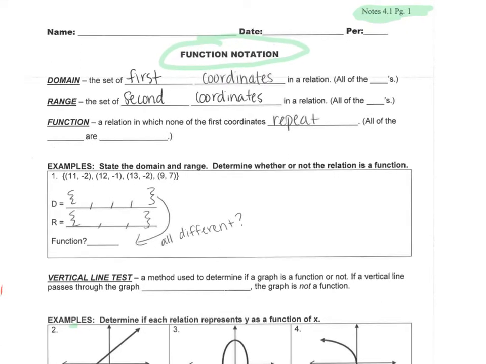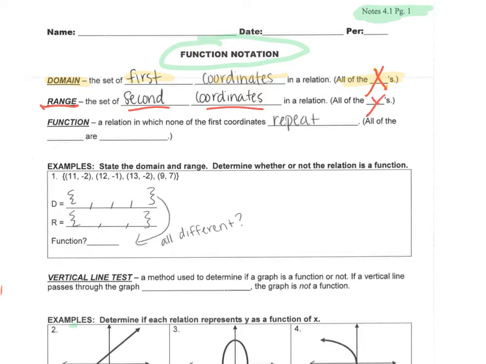So you're going to hear us talk a lot about domain and range. I want you to know that domain is the set of first coordinates in a relation, and it's all of the x values. You want to fill that in. And range is the set of all the second coordinates, and it's the y values. Basically, it's all of the y values.